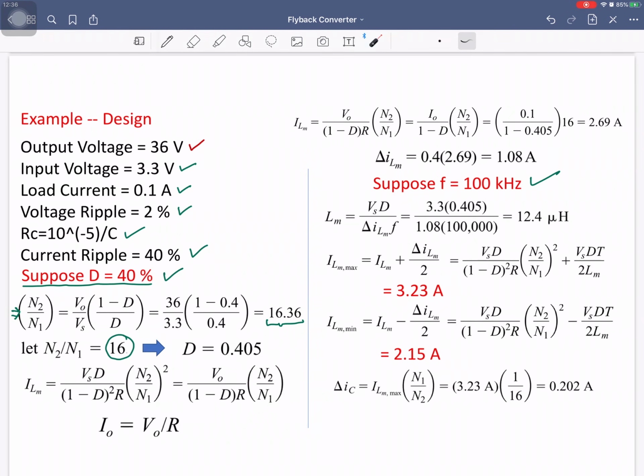Because in the flyback converter, your magnetization inductance is very important because it is storing energy when your switch is in the on state and then delivering the energy when your switch is in the off state. So it is playing a very, very important role. The most important thing in the flyback converter is to control the magnetization inductance.